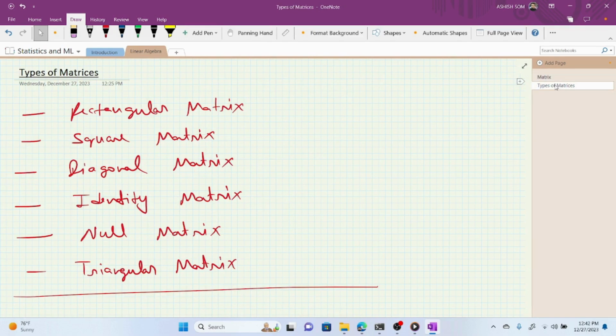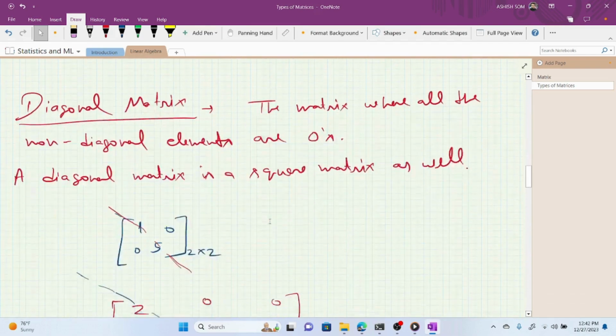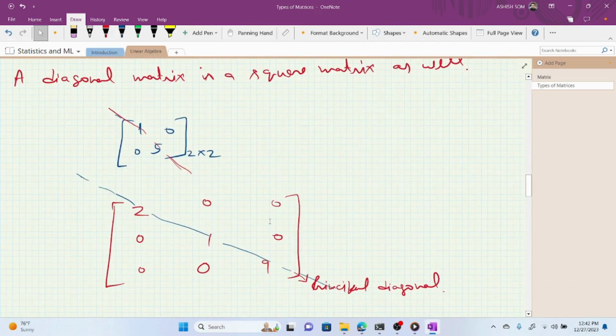In the coming session, we will see what operations we perform on a matrix: arithmetic operations, dot product, scalar product. Those kinds of operations, determinant, inverse of a matrix, cofactor of a matrix. So these operations we are going to see in the coming session.